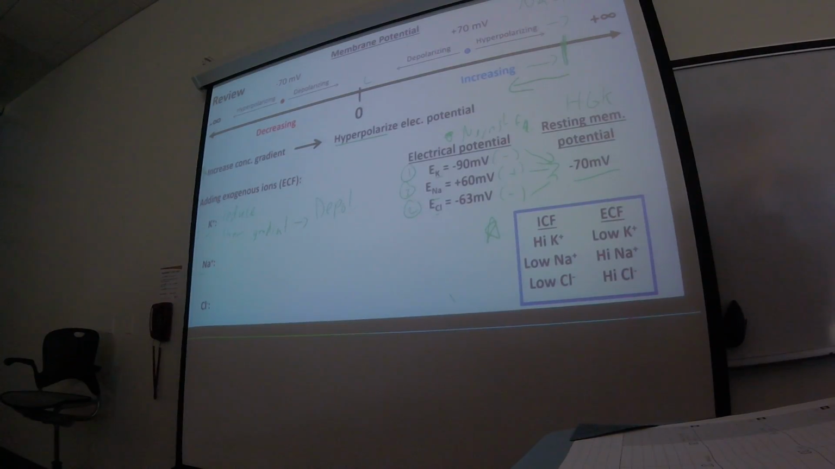So if you add sodium to the ECF, what are you doing to the chemical gradient? Are you reducing the chemical gradient, or are you increasing your chemical gradient? Increasing. Yep, you're increasing your chemical gradient. Right? And so if you look here, I started at positive 60. Oops, I put this in the wrong area. We'll say this is where it is.